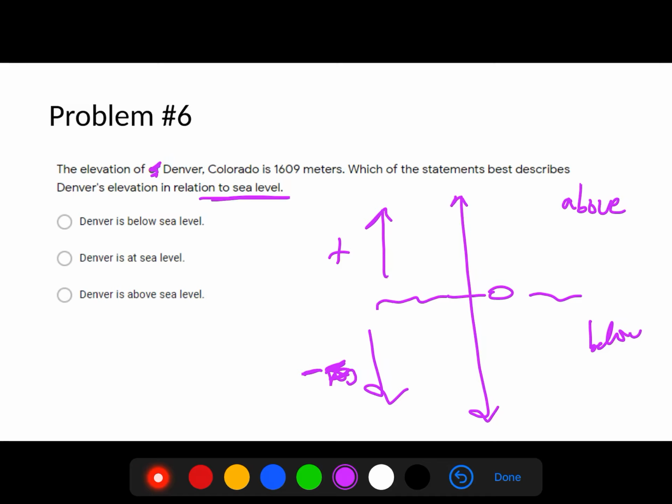So 1,682, that's a positive number. It's somewhere up over here. So this would be above sea level. So Denver is below sea level? No, it's not in the negatives. Denver is at sea level? No, it has to be 0 in order to be at sea level. Is it above sea level? Yes, it's above sea level. So Denver is above sea level. So then that was the correct answer.